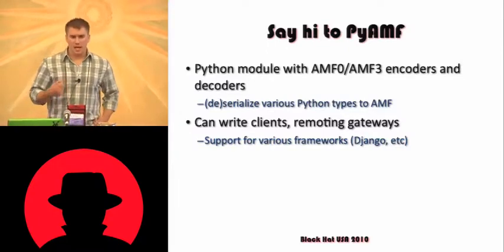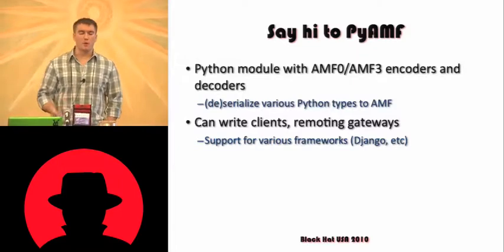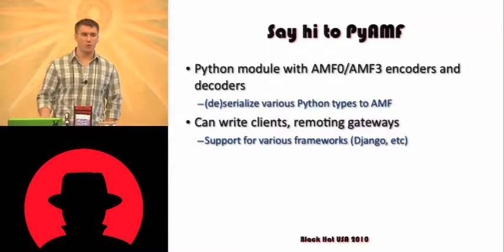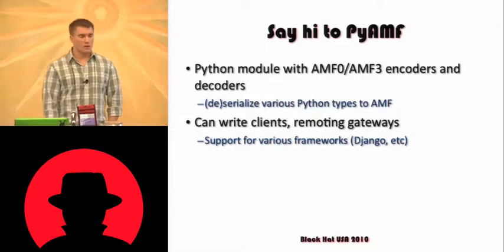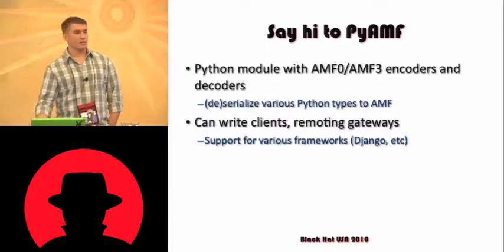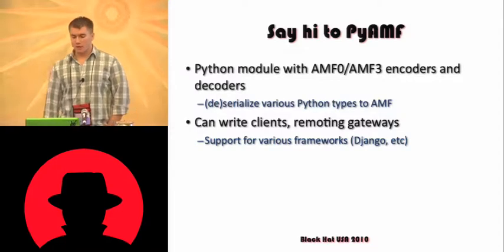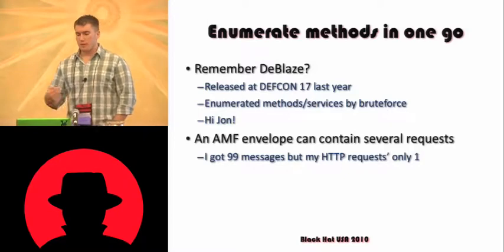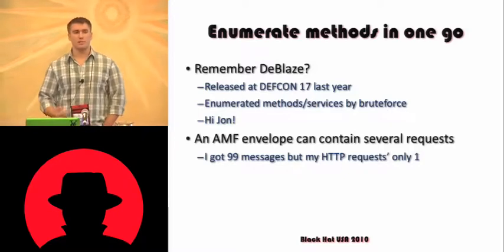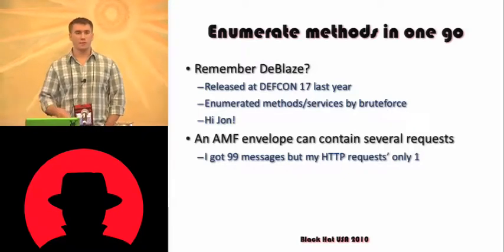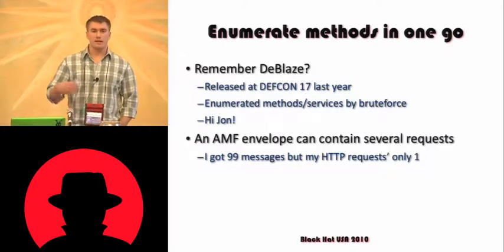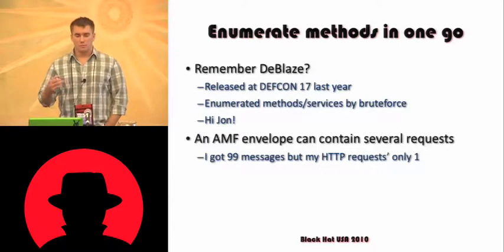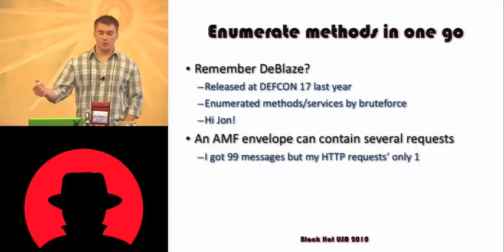With PyAMF, we can write clients and remoting gateways. Django and Twisted have support. So you can actually write Python web applications that serialize content to AMF. So if you remember from last DEF CON, one of my buddies, John Rose, wrote a tool called DBlaze. It went ahead and enumerated remoting methods and services on a Flex remoting server, one at a time, just by brute force.